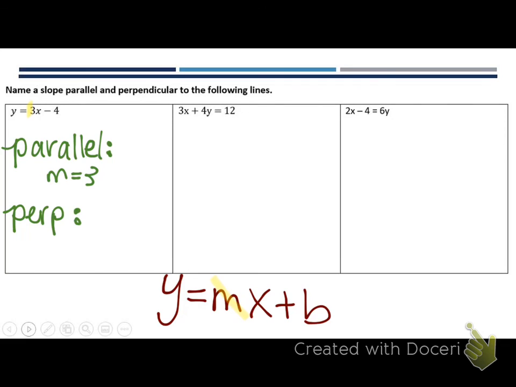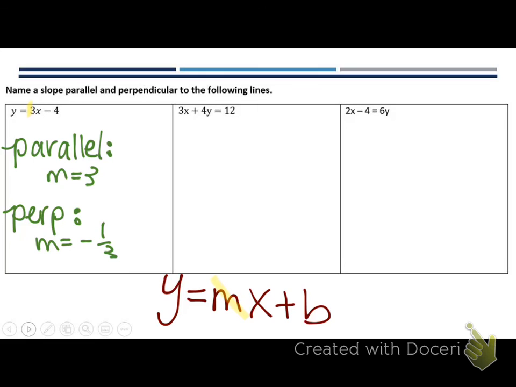Perpendicular slopes are not going to be the same. They're going to be opposite sign and flipped. So opposite of positive is negative, and then flipped of 3 is 1/3. So what is it going to look like? Negative 1/3. Good.